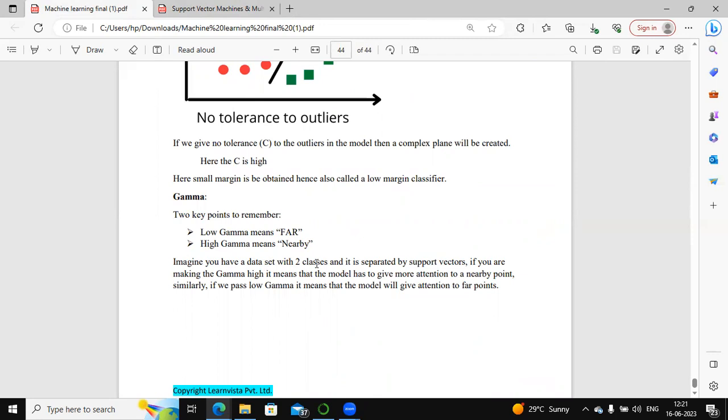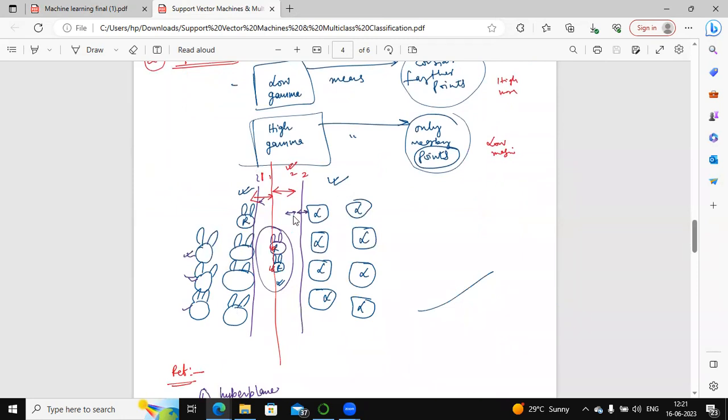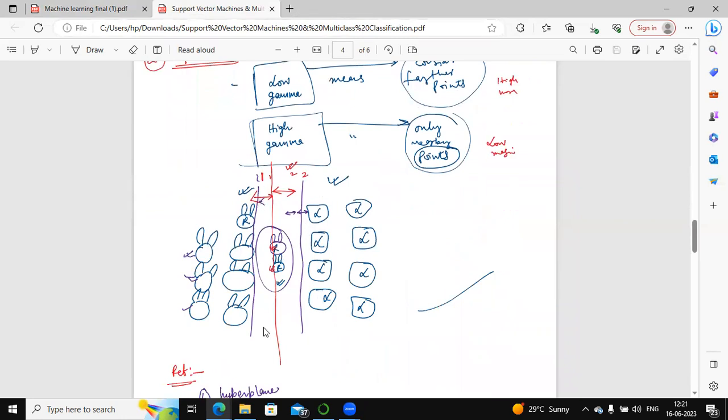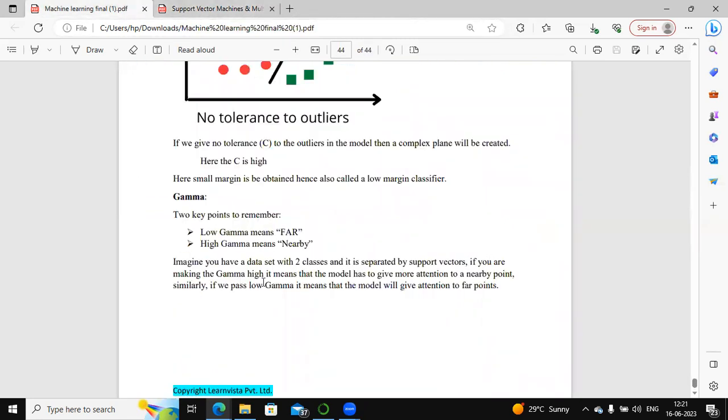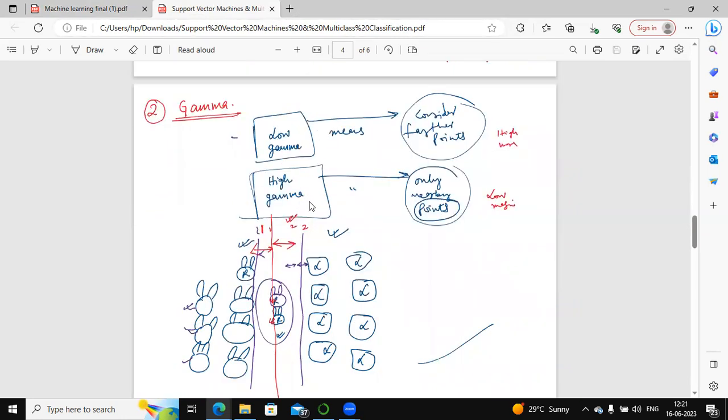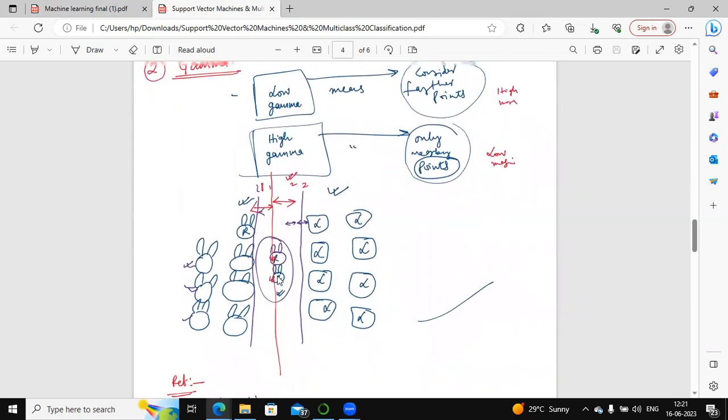Imagine you have a data set with two classes and it is separated by support vectors. So here is a support vector and here is a support vector. If you are making the gamma high, it means that the model has to give more attention to nearby points. So if you have made the gamma higher, it has to take care of the nearest points. It will look at these nearest points and see that there are two rabbits over here on the hyperplane. Okay, so it will keep focus when high gamma is there.